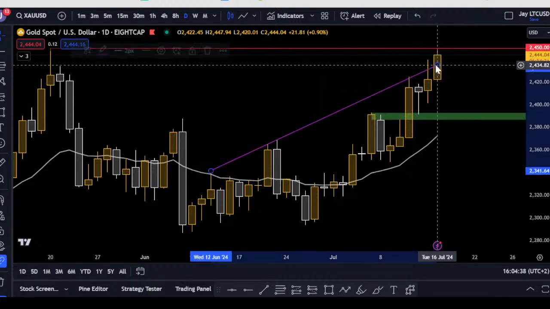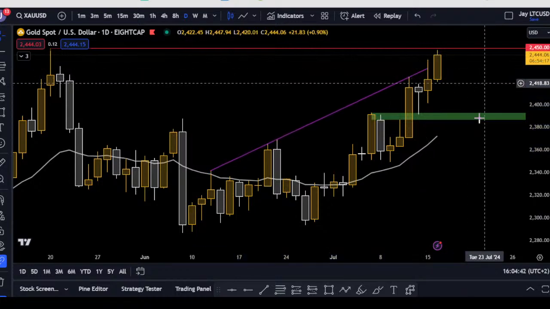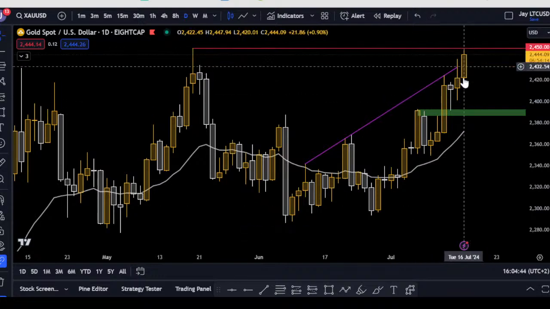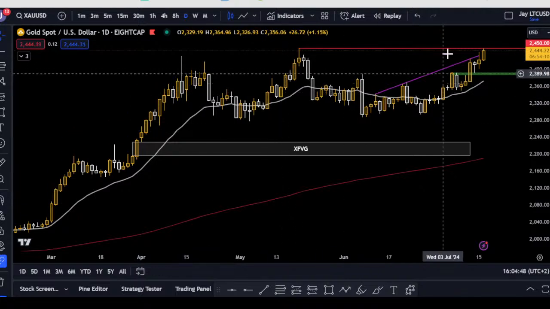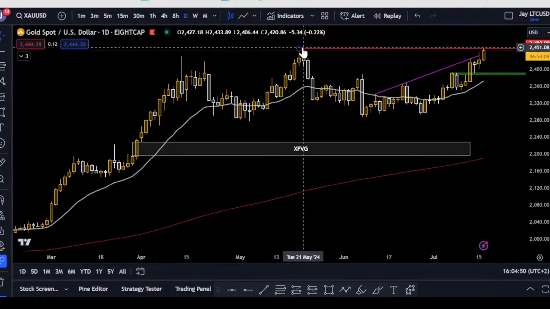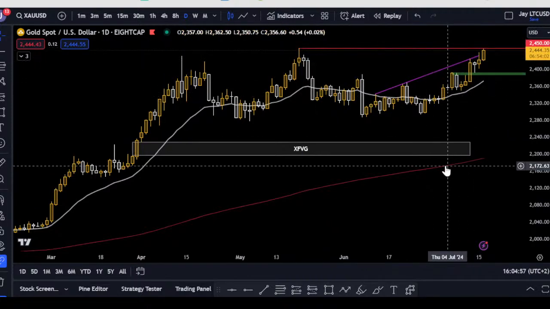So we basically had this trend going on here, beautifully. And now we're starting to break out of that trend. And the interesting thing is this here. Top, top, top. So this is the all-time high at 2,450. And that is what we're trying to break right now at the moment.